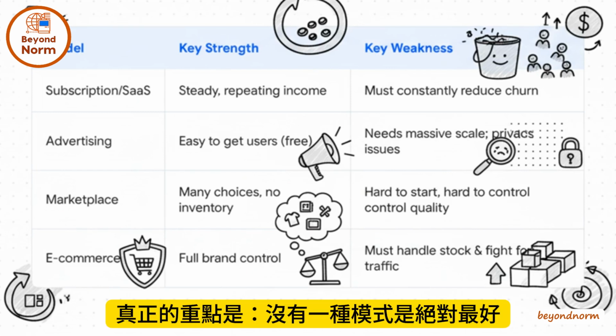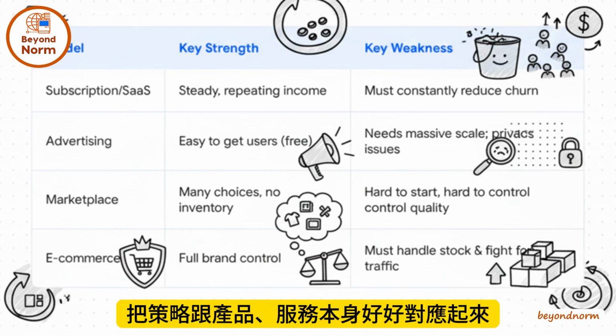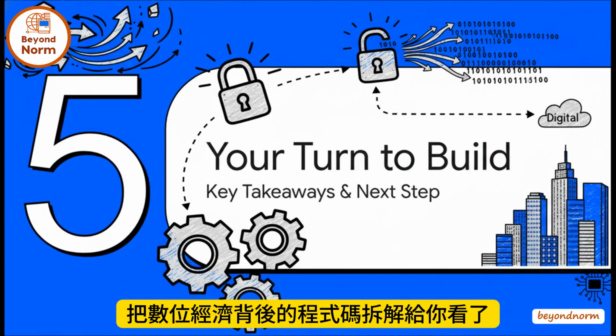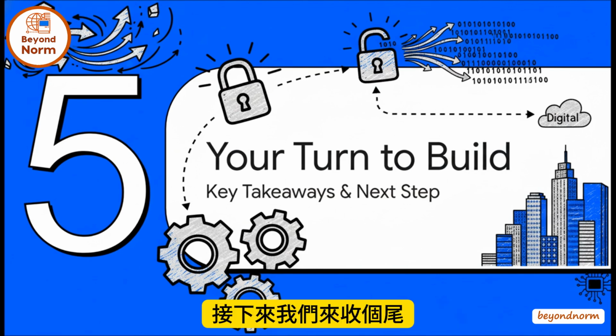The real takeaway here is there is no single best model. It's always about matching the strategy to the product. So, we have officially broken down the code of the digital economy. Now, let's wrap this up and focus on what this new knowledge really empowers you to do.